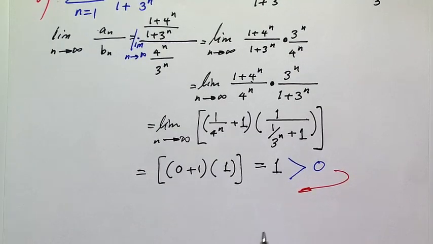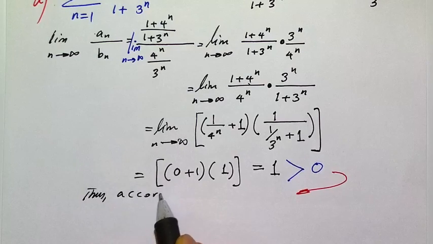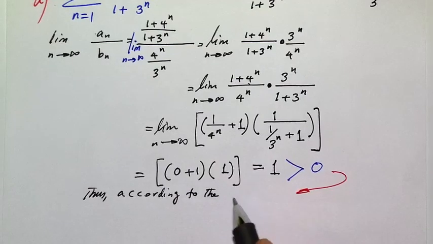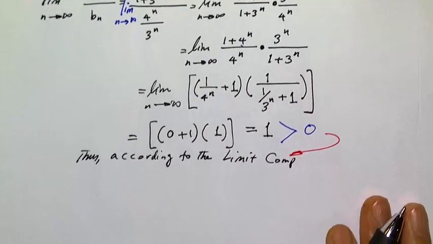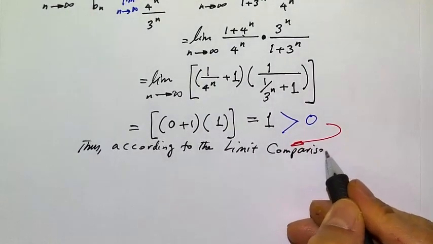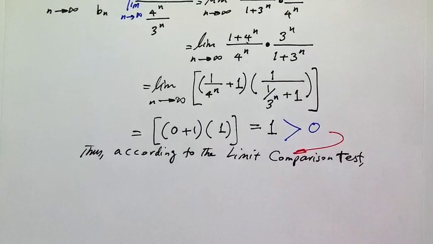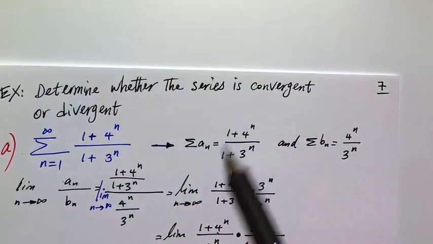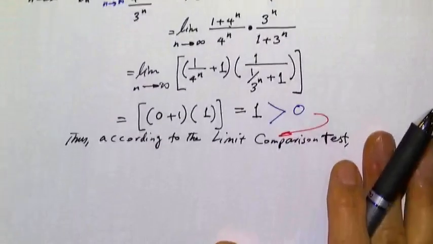according to the limit comparison test, either both series, we're talking about these two series, diverge or converge. Of course, this is what we're testing. This is the one we know the behavior of.